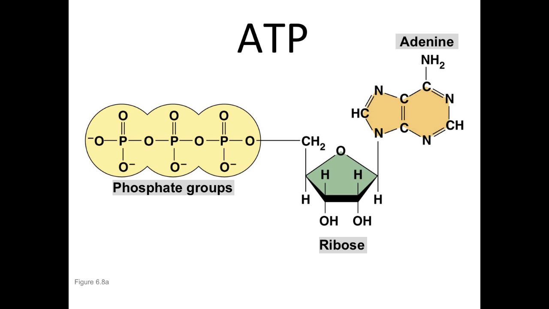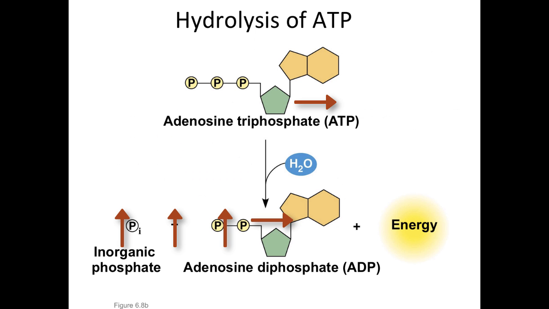We use something called ATP, adenosine triphosphate. If you remember back to your macromolecules section, ATP is a nucleic acid. It has a nucleotide base, a ribose sugar, and 3 phosphate groups. When you hydrolyze ATP, remember hydrolysis is adding water to break something apart, we can break off that final phosphate.